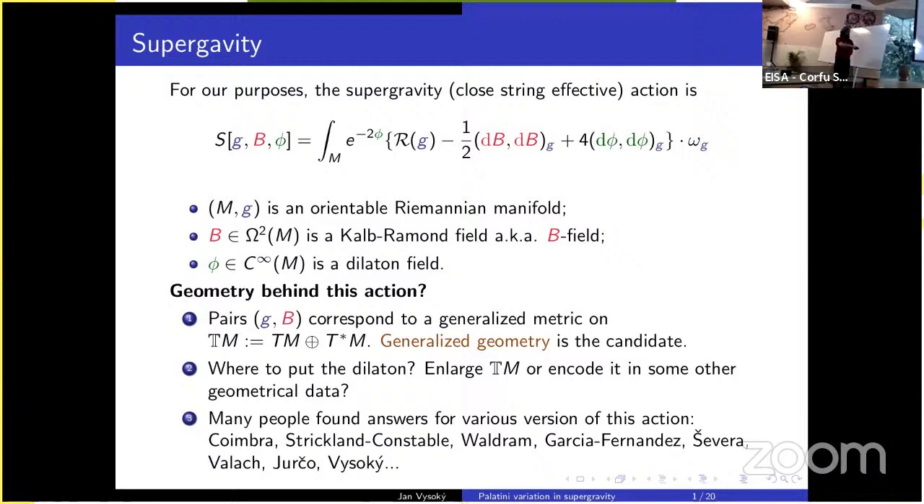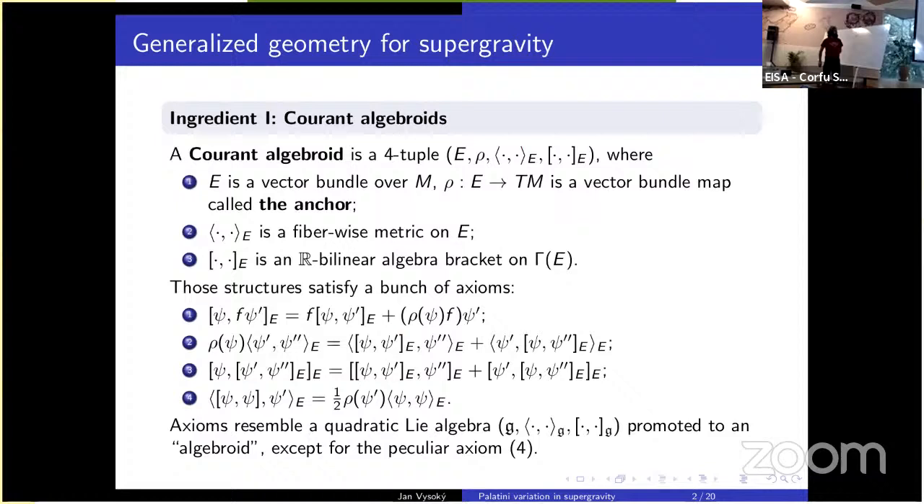So I will now try to describe the geometry required for this geometrical description of this action. It's a simple recipe: if you follow it, you will understand how to cook it up. Ingredient number one is a Courant algebroid. A Courant algebroid is just a vector bundle with some additional structures. These additional structures are a vector bundle map from E to the tangent bundle, which is called the anchor. Then on the fibers of your vector bundle, you have a metric. So you have some fiberwise metric on E, and you have some bracket on the space of sections.